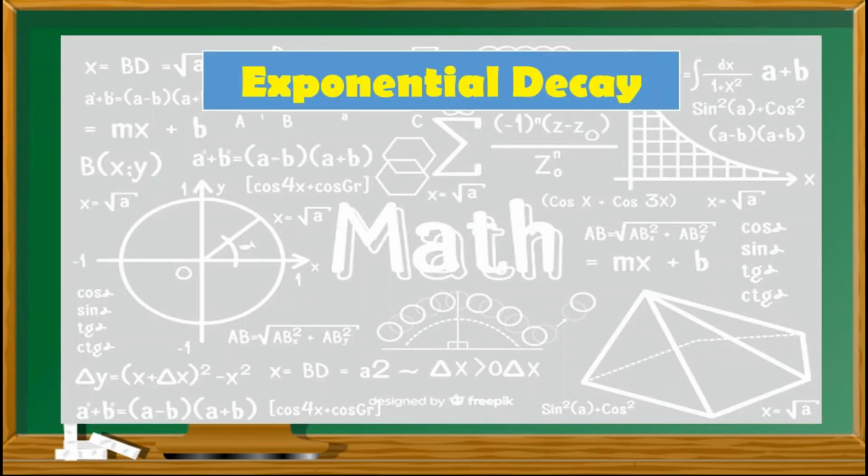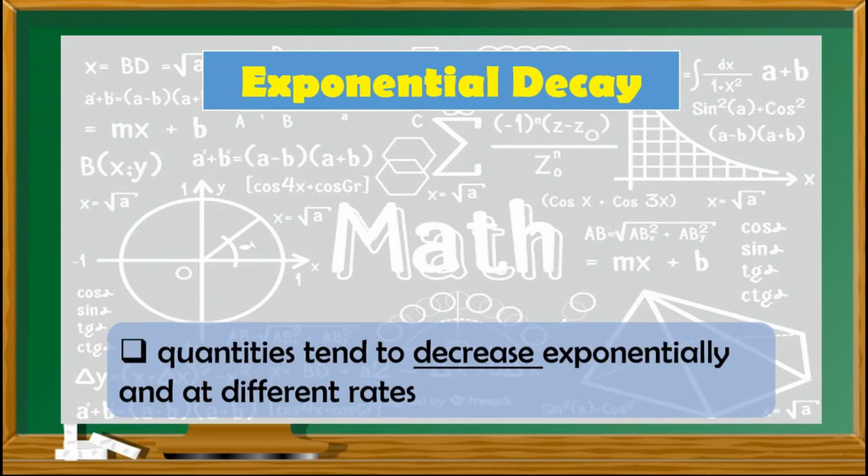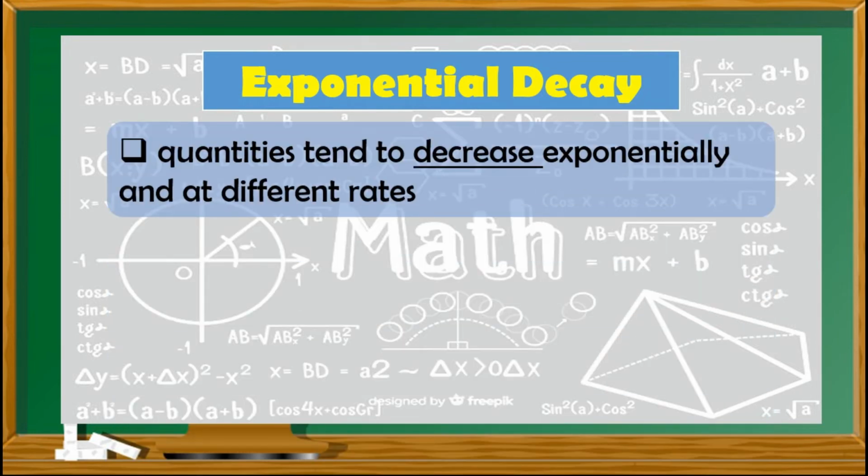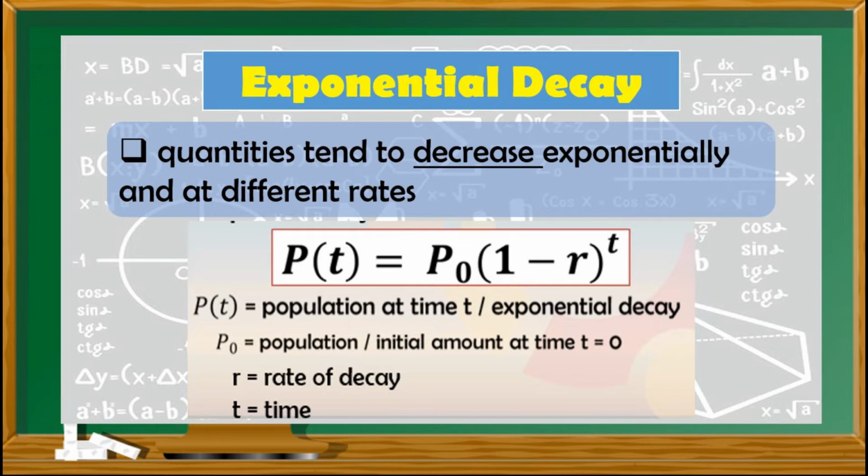The next application is the concept of exponential decay. This is the opposite of the exponential growth. This one is being used for quantities that tend to decrease exponentially and at different rates. So for the formula, we need to follow P of t is equal to P sub 0 times 1 minus r raised to the power of t. If you're going to compare this with the exponential growth, the only difference is that here we have 1 minus r since there is a decrease in value.